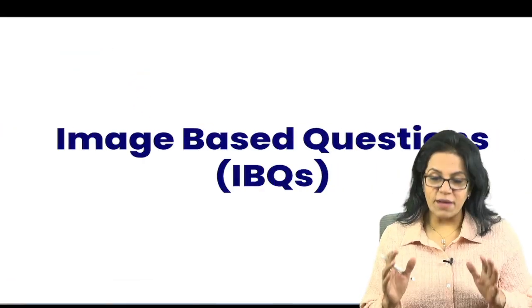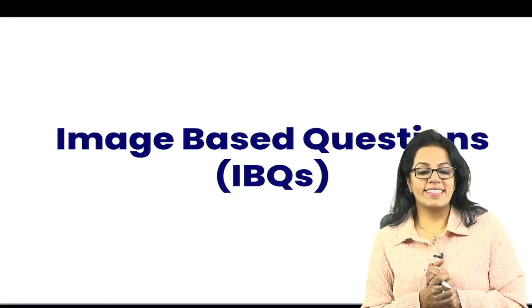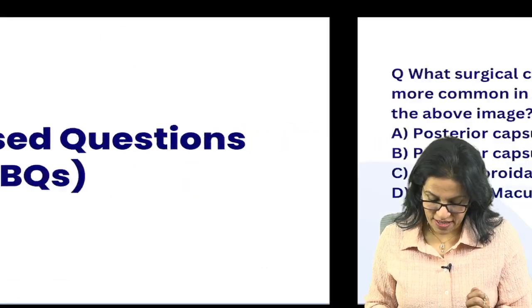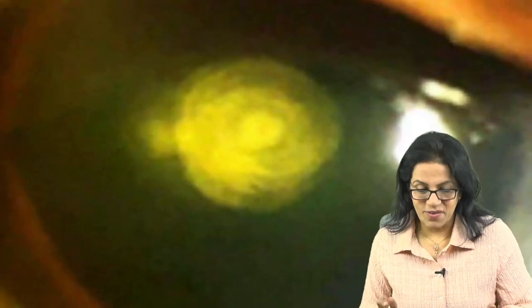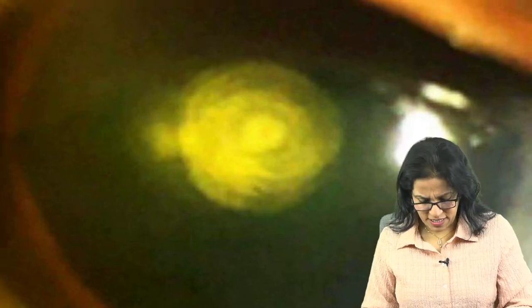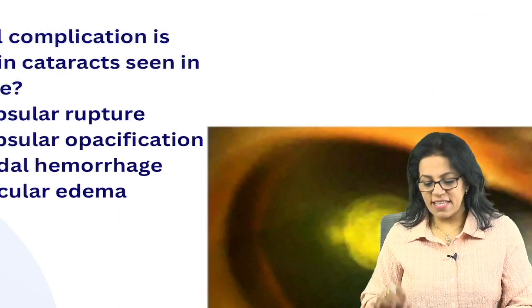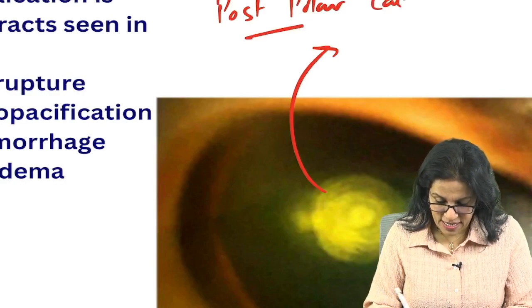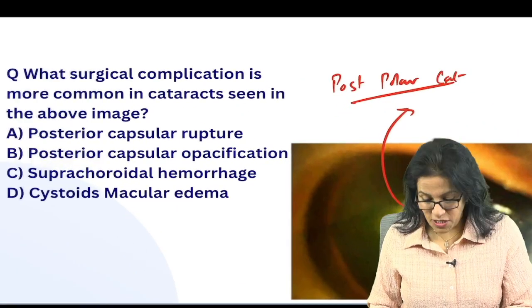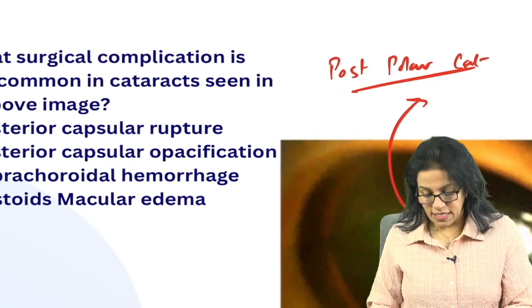Okay, so now we come to a quick glance at some image-based questions. This is our first image. What is it? Simple first image. Tell me, what is this? Of course, it's a cataract. Which type? Can you see the onion peel appearance? So we are talking about posterior polar cataract. In which you find what? Onion peel appearance.